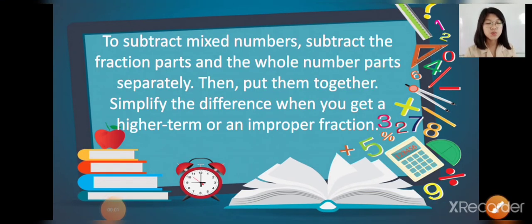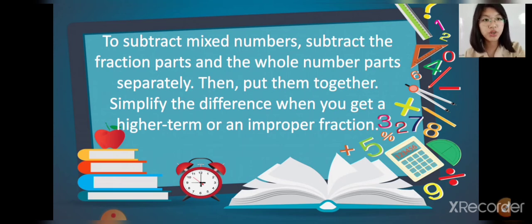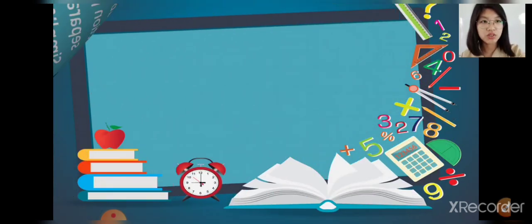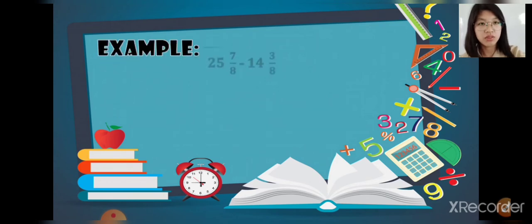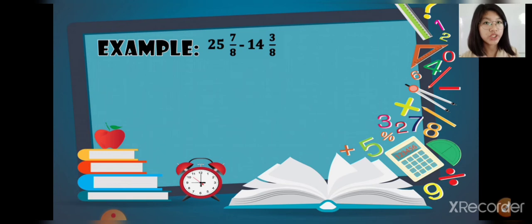Next, to subtract mixed numbers, subtract the fraction parts and the whole number parts separately. Then put them together. Simplify the difference when you get a higher term or an improper fraction. So, example. We have 25 and 7 over 8 minus 14 and 3 over 8. So, dito, i-minus muna natin yung fraction, then susunod ang whole number.